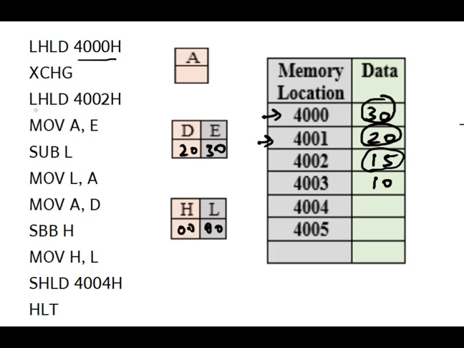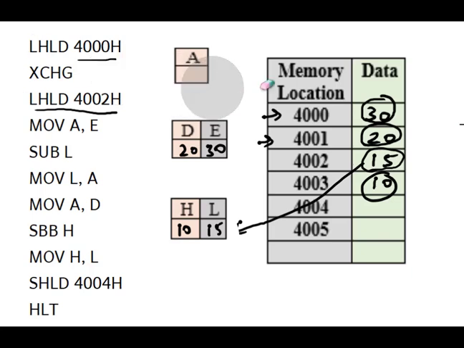Now next, again we do the instruction LHLD 4002. With this, the data at 4002 will come to register L, so this will become 15, and then the next data byte, that is 10, will come to H. So here we have 15 and here we have 10. Whatever data was in the memory has now come to the register pairs.